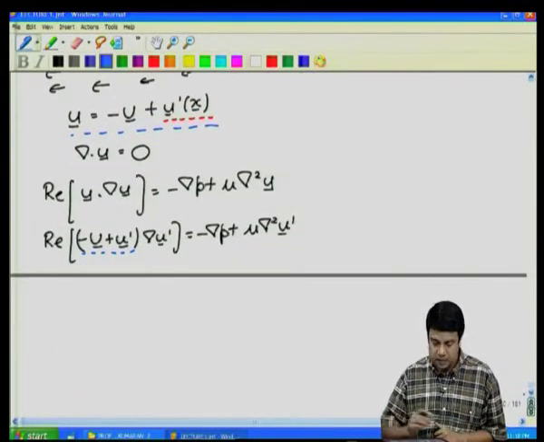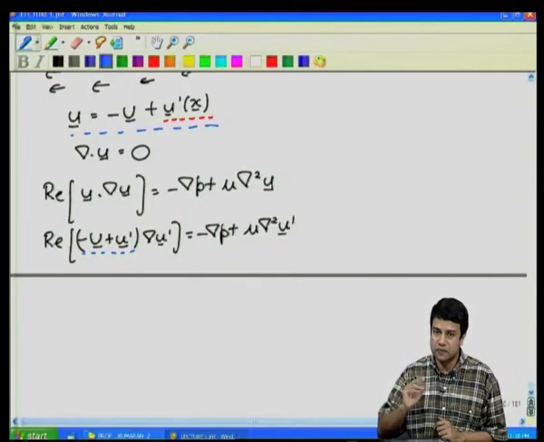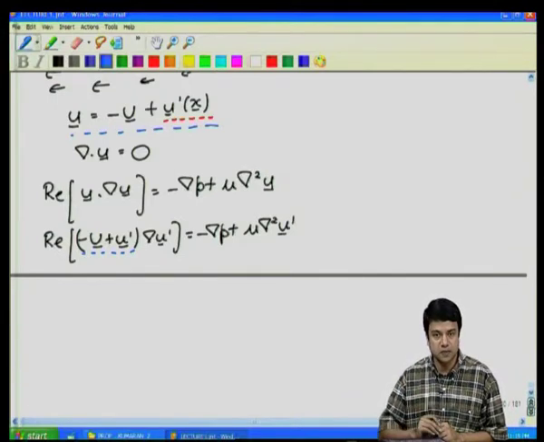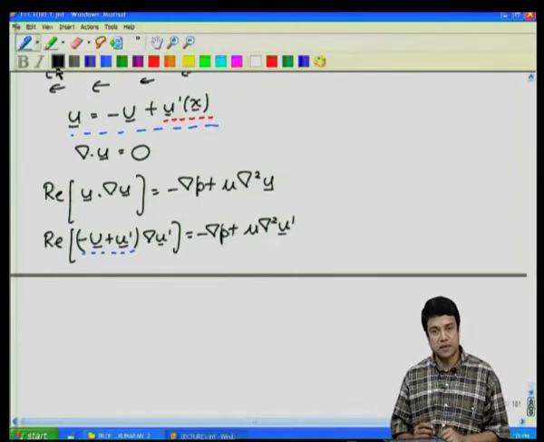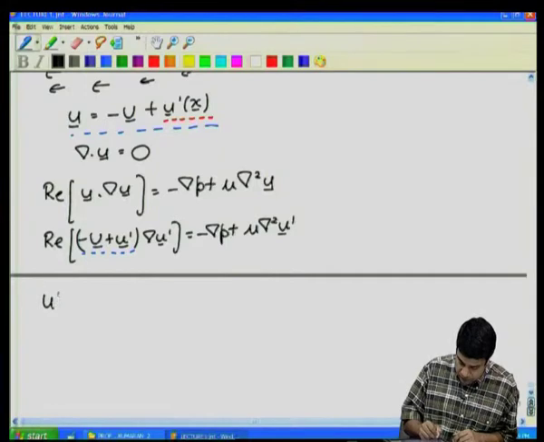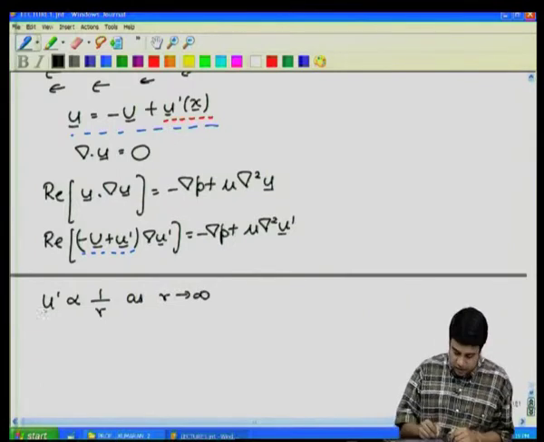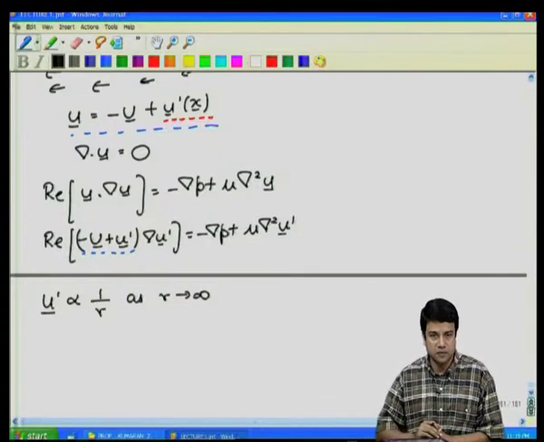Now, let us estimate the various terms in this equation. As I said, the velocity u prime is identical to the velocity that you have in the fluid for the case where the sphere is moving and the fluid is stationary. So, therefore, since there is a net force exerted by the sphere on the fluid, one would expect that the velocity u prime is proportional to 1 over r as r goes to infinity. Net force of the sphere on the fluid implies that the velocity has to be proportional to 1 over r, because there is a net source of momentum.